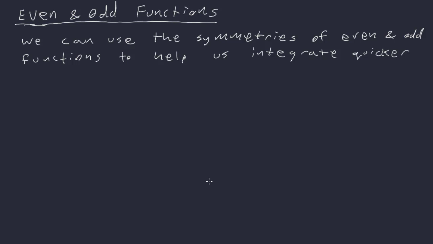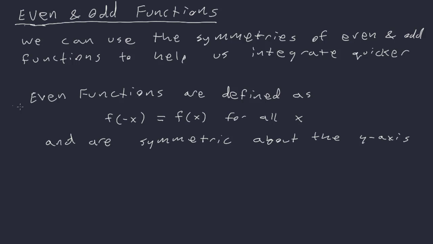So what's the idea? Well, even functions are symmetric across the y-axis. Even functions are defined in such a way that if we plug in a negative x, it's the same thing as plugging in a positive x, for all x. It basically crushes negatives, it gets rid of negatives. You can think of that as even powers of x. Even powers of x get rid of negatives. They are even functions, and they're symmetric about the y-axis.